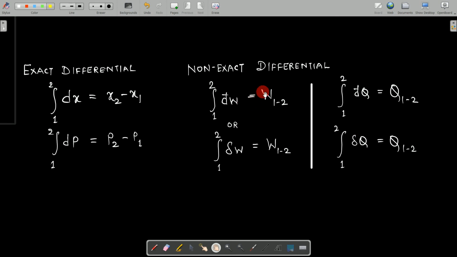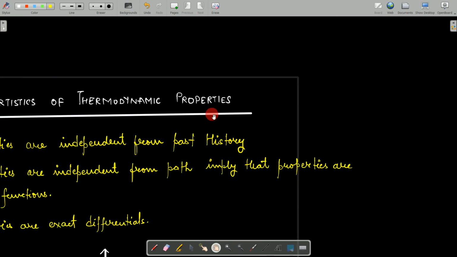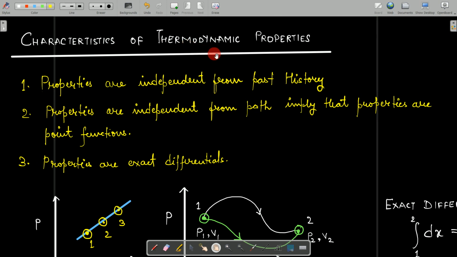So these were the things that were important from the point of view of the characteristics of thermodynamic properties.